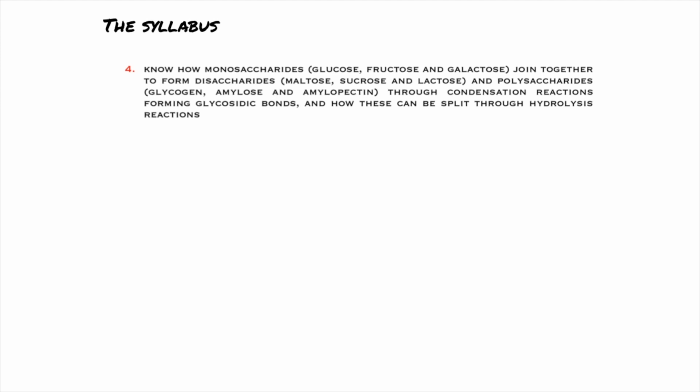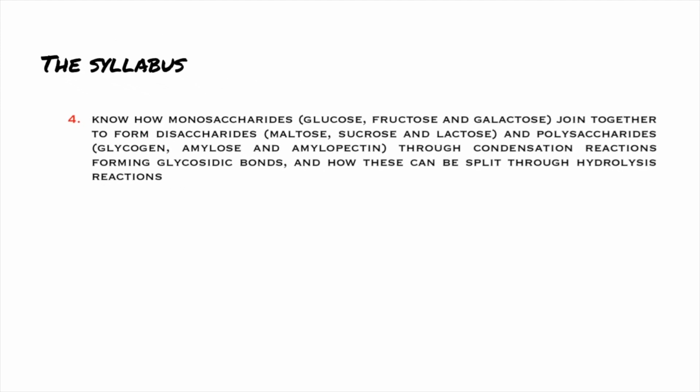Moving now to polysaccharides. With polysaccharides, we learn about one plant polysaccharide, which is starch. So we're going to look at starch. And we're also going to look at glycogen. So this is our target for the remaining of this lesson, is to learn about properties and structure of polysaccharides.